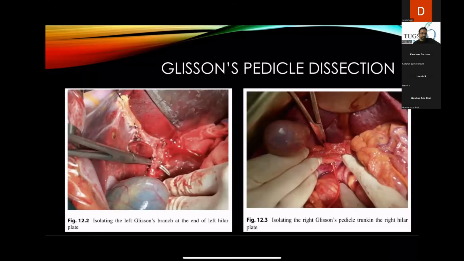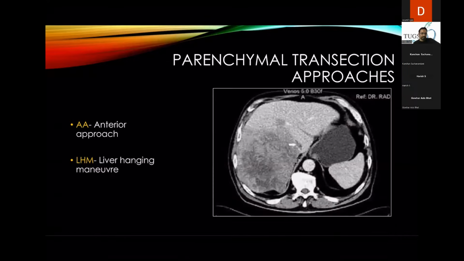So traditionally, this is the Glissonian pedicle approach. In the left hand image, you can see that we are isolating the left Glissonian branch at the end of the hilar plate, after lowering the hilar plate. And in the right image, you can see that the right Glissonian pedicle is approached and looped for a right hepatectomy.